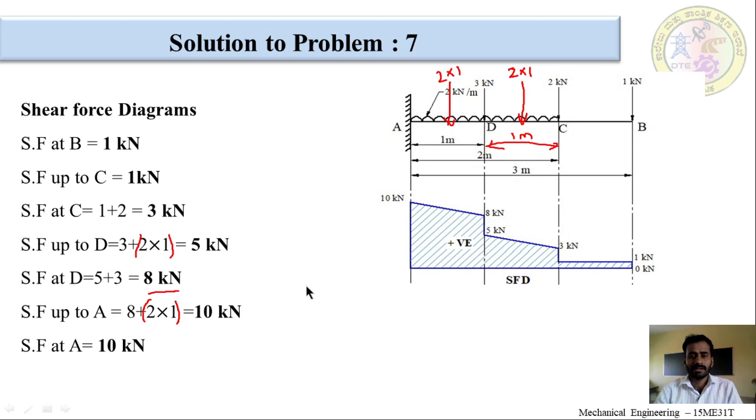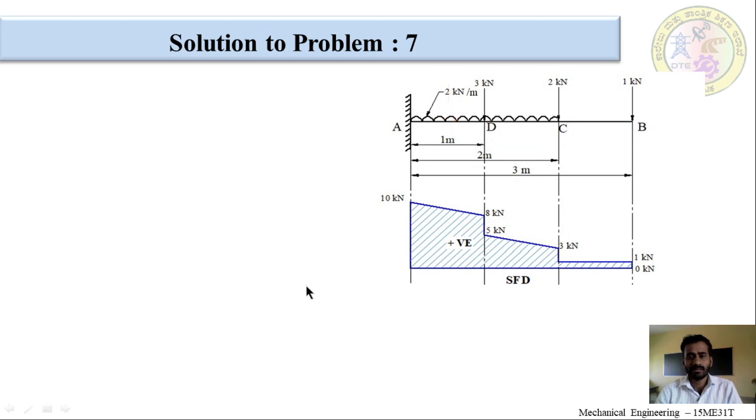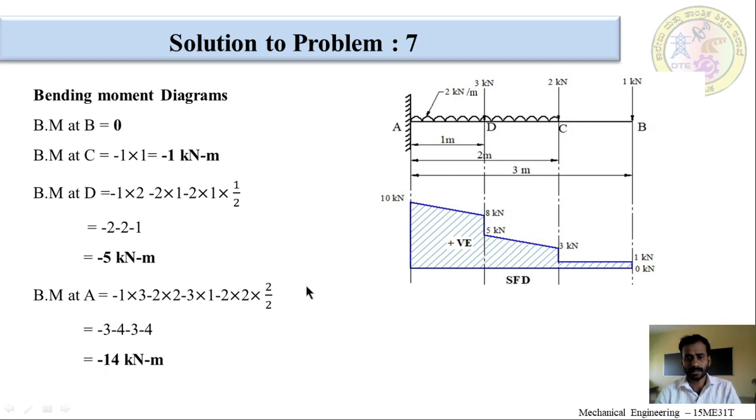Now, we will go to the bending moment diagram. To draw the bending moment diagram, we need to solve for the bending moment values. First we will see the bending moment at B, which is equal to 0, because at the free end the bending moment is always 0 in case of the cantilever beam. Because there is no distance between this load and this point B, because the load is acting on point B, the distance is 0. So, bending moment is also 0.